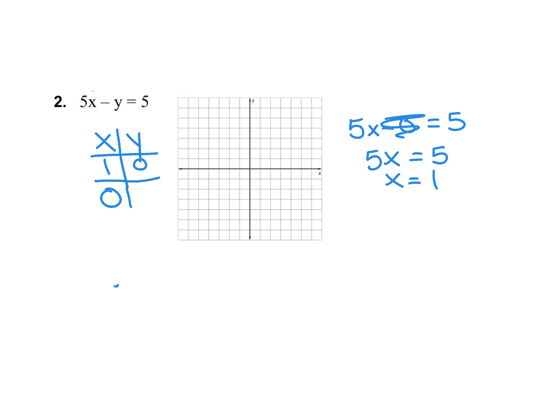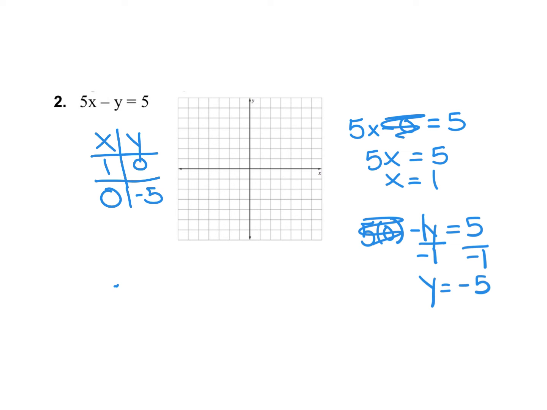Then I'm going to do it again. I'm going to have 5, and now I'm going to plug in 0 for x. 5 times 0 minus y is equal to 5. All right, 5 times 0 is 0. Now I'm left with a negative y. I don't want a negative y. I'm just going to put a 1 here, because then I'll remember that I can divide by negative 1 on both sides. And y is going to be equal to negative 5.